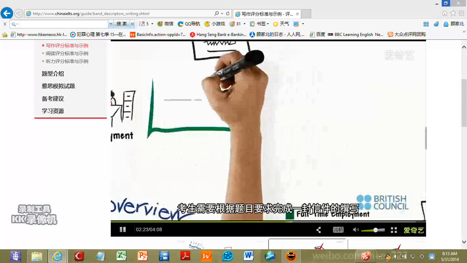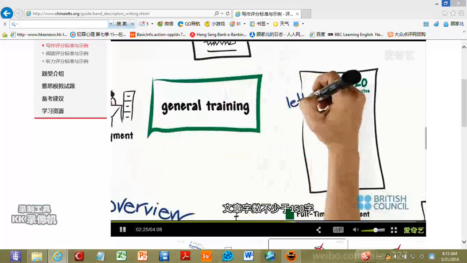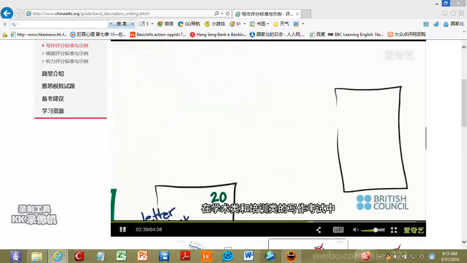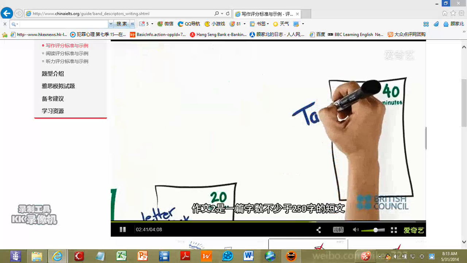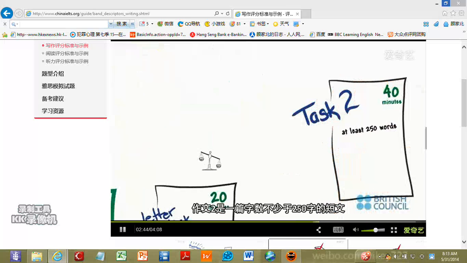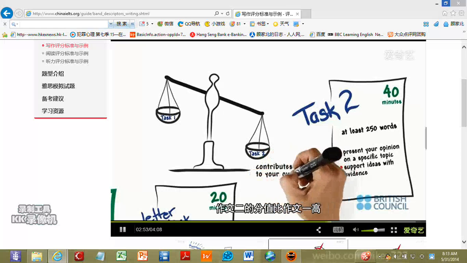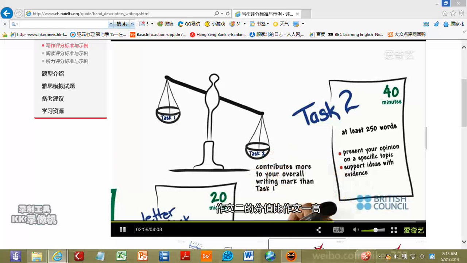In the general training module, there is a letter writing task of at least 150 words. In this task, explain the reason for the letter. Include all the points mentioned in the question, and use a consistent and appropriate tone. In both modules, Task 2 is a short essay task of at least 250 words. You are expected to present your opinion on a specific topic, supporting your ideas with evidence. Task 2 contributes more to your overall writing mark than Task 1.